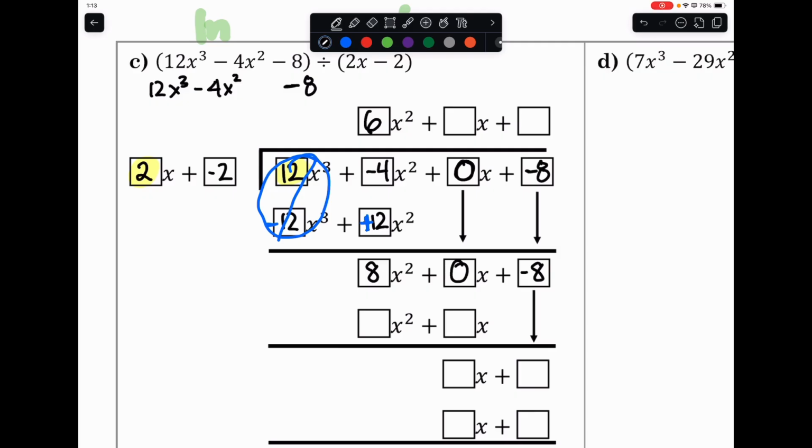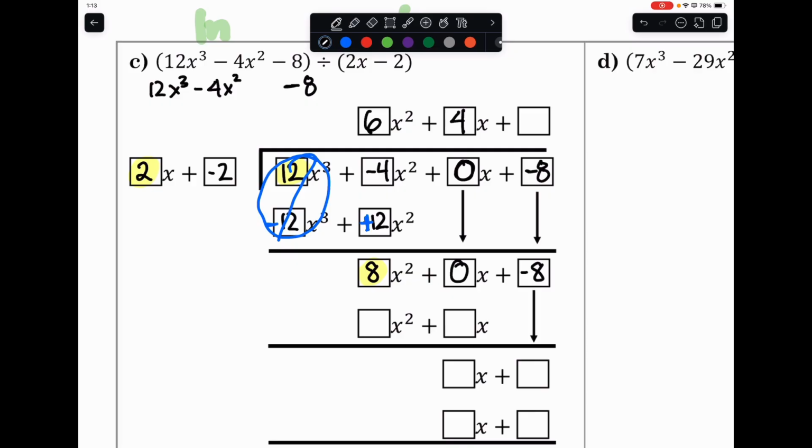So we'll have to bring down the 0 and bring down the negative 8. Now with this being the new line, this is our new dividend, we'll focus on the first term and divide that by 2. So 8 divided by 2 is 4, and that goes in that new line there.